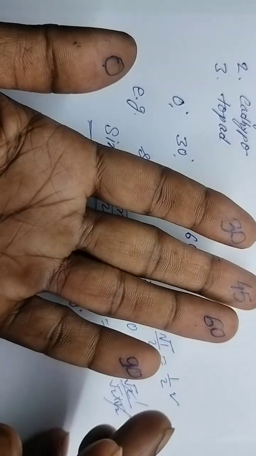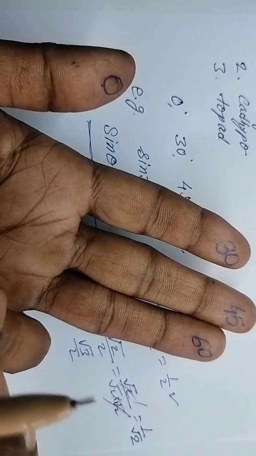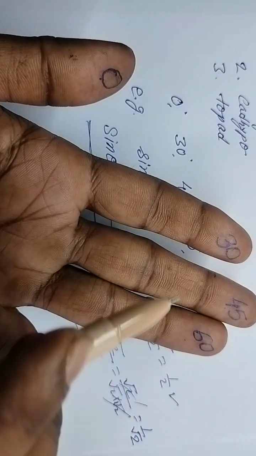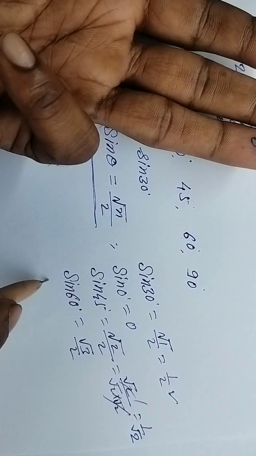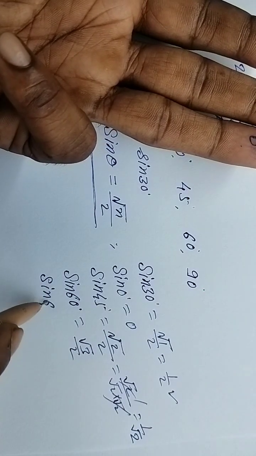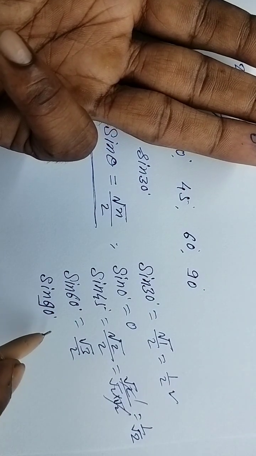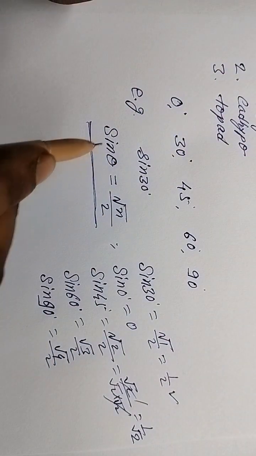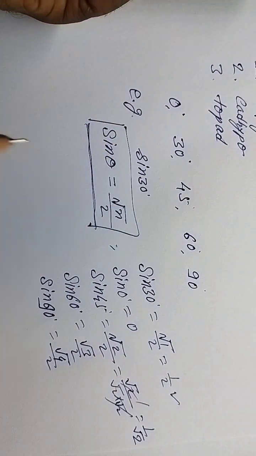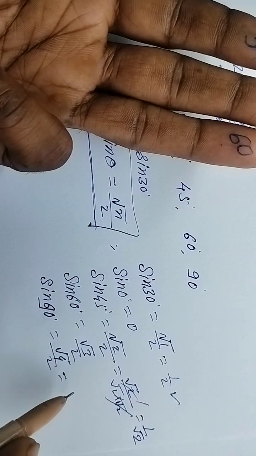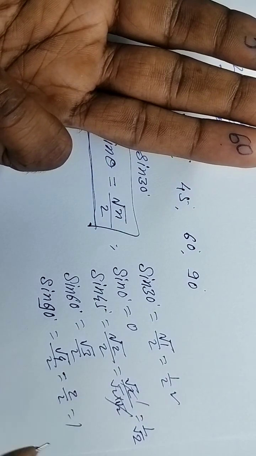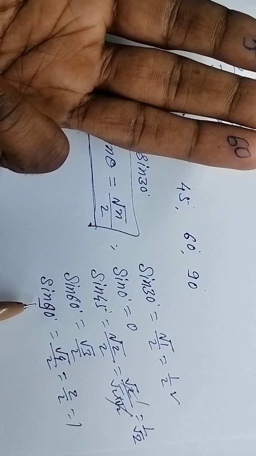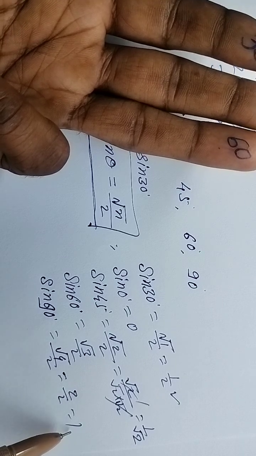And sin 90, value of sin 90, how many remaining fingers? 1, 2, 3, 4. Put the value of 4 in my formula for 90 degrees. Root 4 divided by 2. This is the formula for sin theta. That will be 2 by 2 is equal to 1. The value of sin 90 we get is 1. Okay.